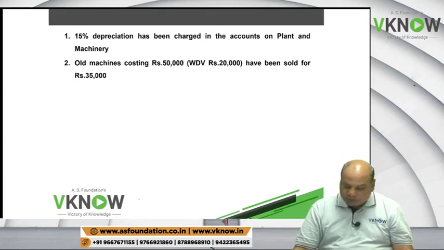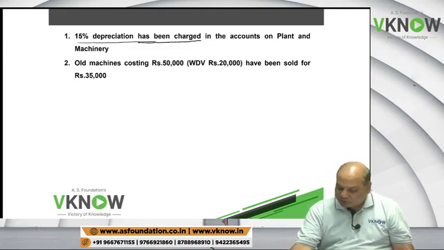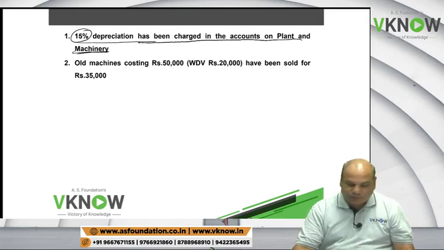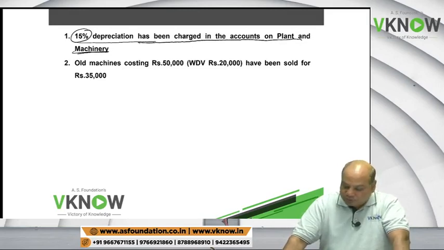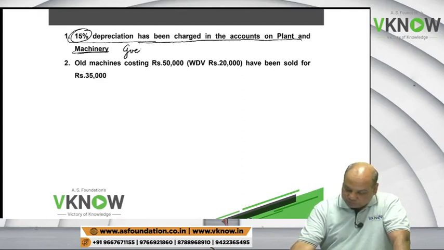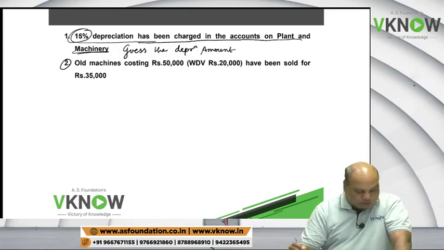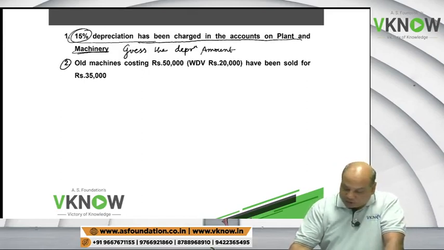Adjustment number 1, 15% depreciation has been charged in the accounts on plant and machinery. But the student will have to calculate the depreciation amount. Suppose I ask you, guess the depreciation amount. But let me read the second and third points also. They are all related to plant and machinery.